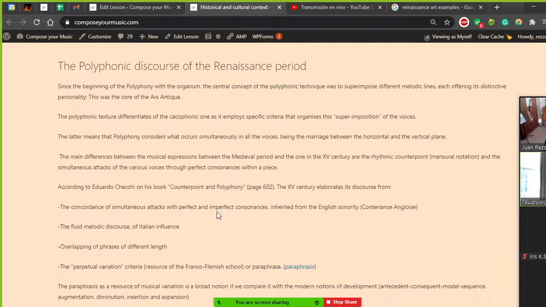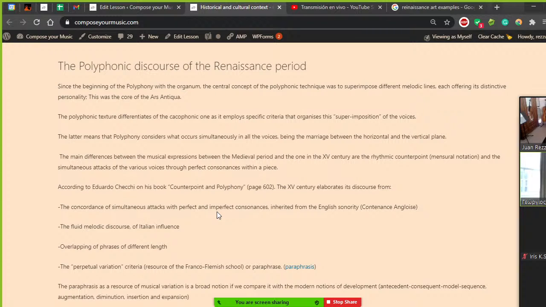Now, the polyphonic discourse of the Renaissance period. Since the beginning of polyphony with the organum, the central concept of the polyphonic technique was to superimpose or overlap different melodic lines, each offering its distinctive personality. This was the core of the Ars Nova. The polyphonic texture differs from the cacophonic one as it employs specific criteria that organize the superimposition of the voices.